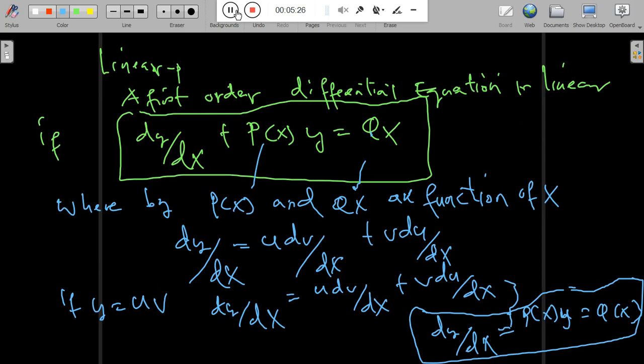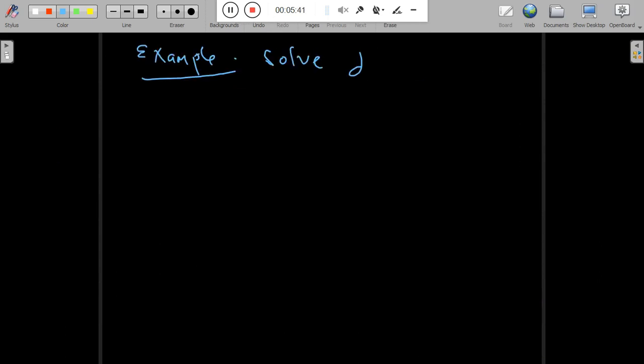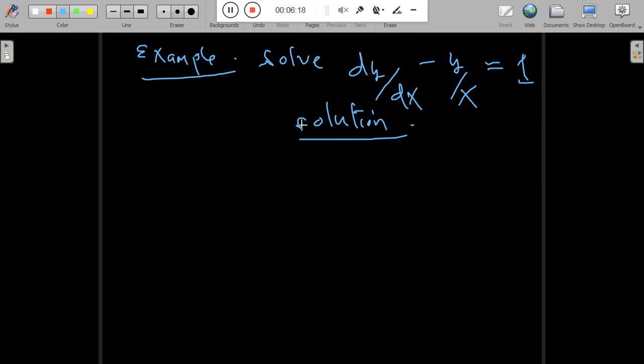After understanding that, let's go quickly and look at an example so that it is easier for us to capture the concept. For example, solve dy over dx minus y over x is equal to 1. The first procedure for this kind of differential equation is to prove that it is linear. Any linear differential equation is given with p(x) and q(x), where q(x) is equal to 1.